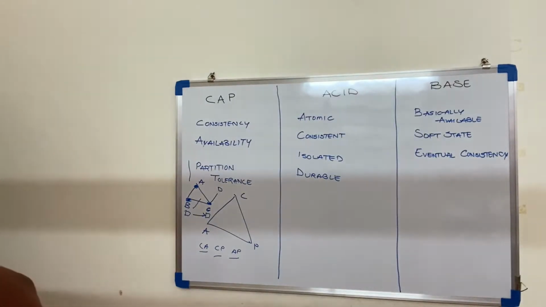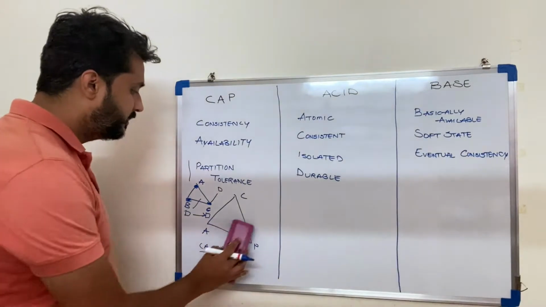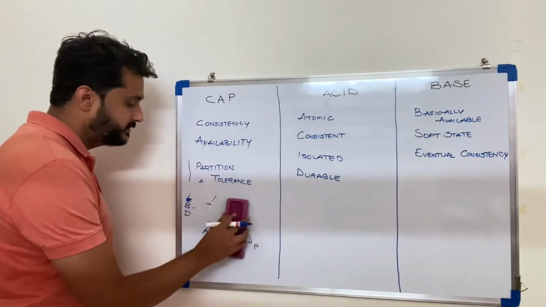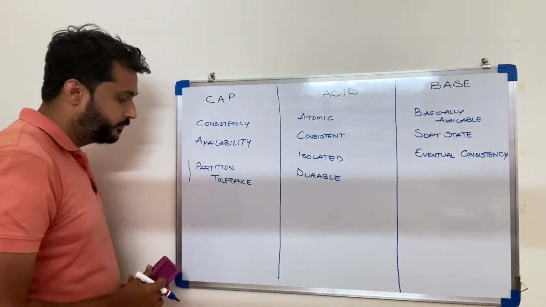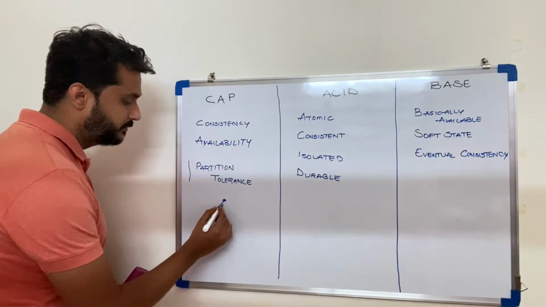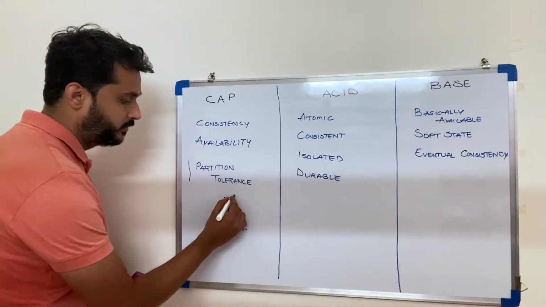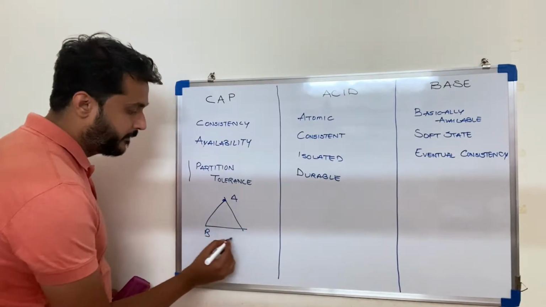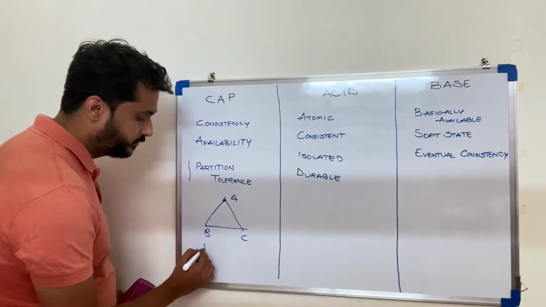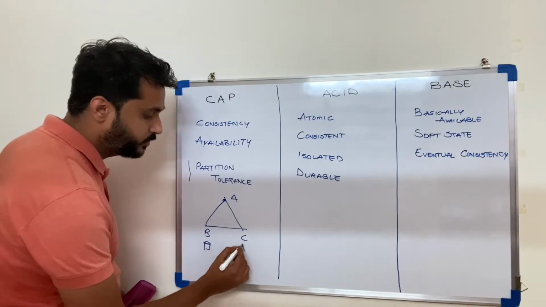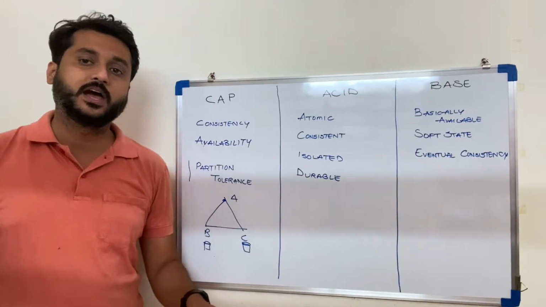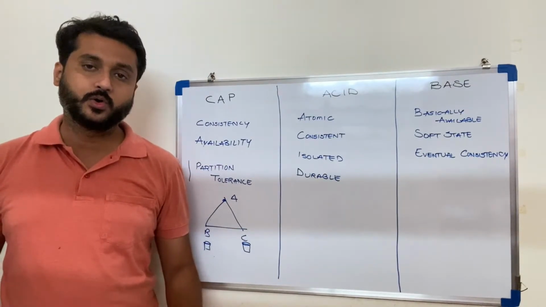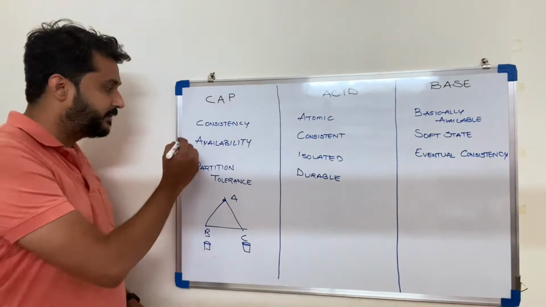Now the next is availability. What do we mean by availability? Availability means the database is always available. It could mean that it's okay for it to be out of sync, but it has to be available all the time. So that is availability.